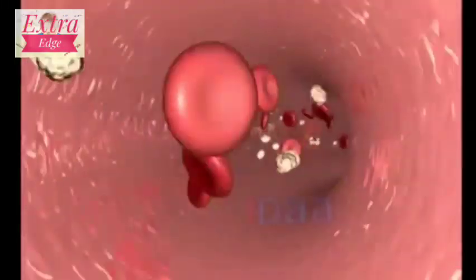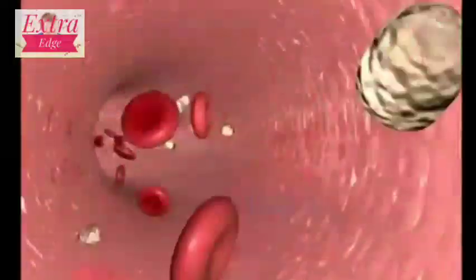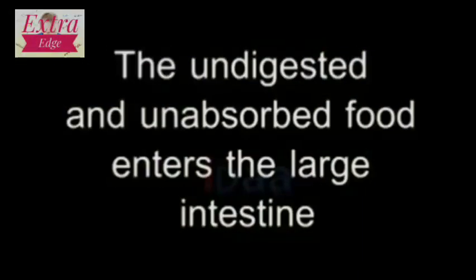The absorbed food is carried to all the cells of the body by the blood. This food is utilized by the cells to release energy. Blood carries the absorbed food from the small intestine to different organs of the body where it is used for growth and repair of body tissues. This process is known as assimilation.